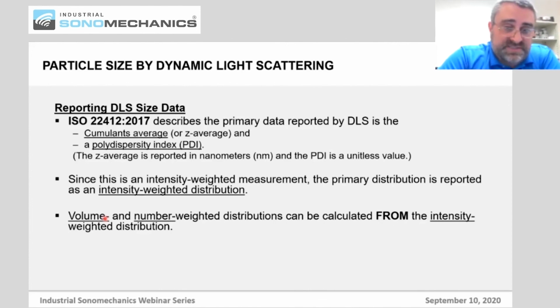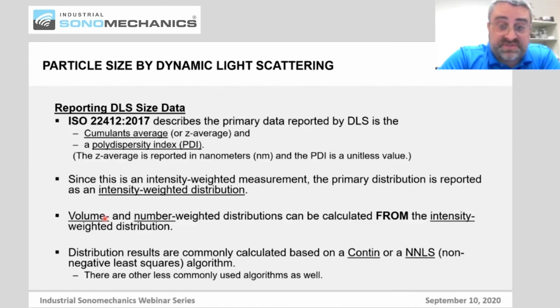Another thing to look at is how the distribution results are calculated. They're commonly calculated by the CONTIN method or non-negative least squares. There are other less commonly known algorithms used to calculate distribution data from the autocorrelation function. But like I said, CONTIN and non-negative least squares are the most common. And with that, that concludes the characterization portion.